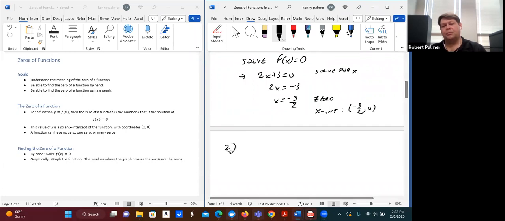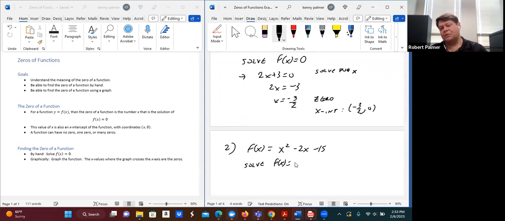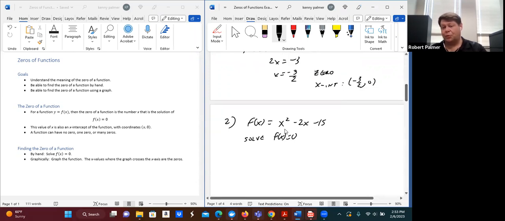All right, number 2, let's do a quadratic function this time. Let's say we have f of x is equal to x squared minus 2x minus 15. Once again, we want to solve f of x equals 0. So take our function, whatever the function is, set it equal to 0, and solve.